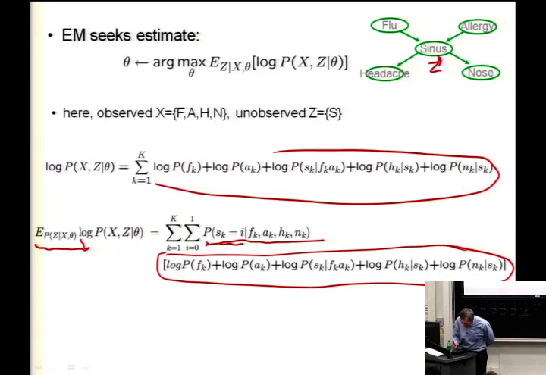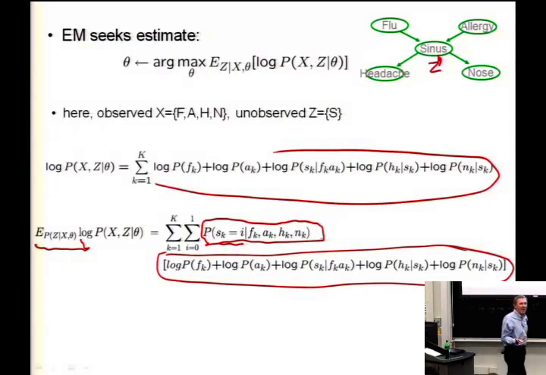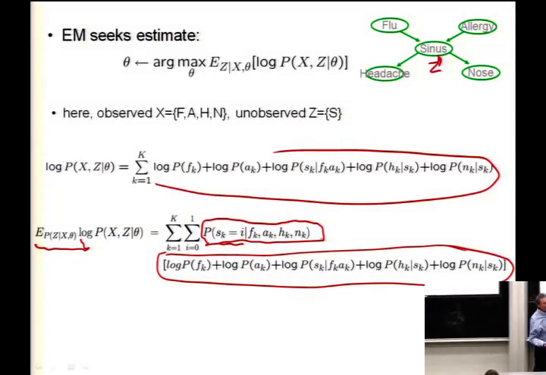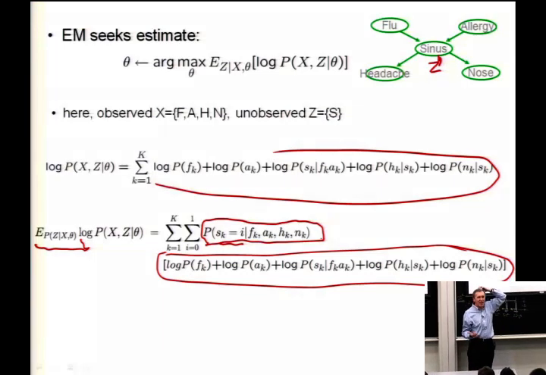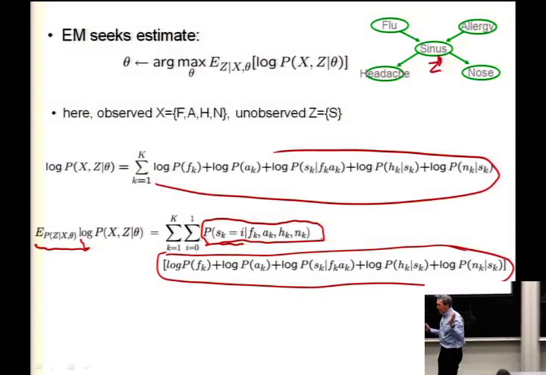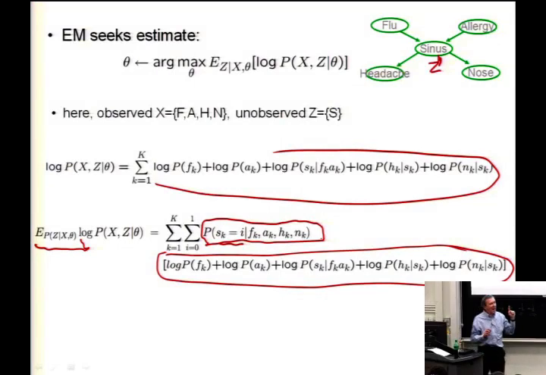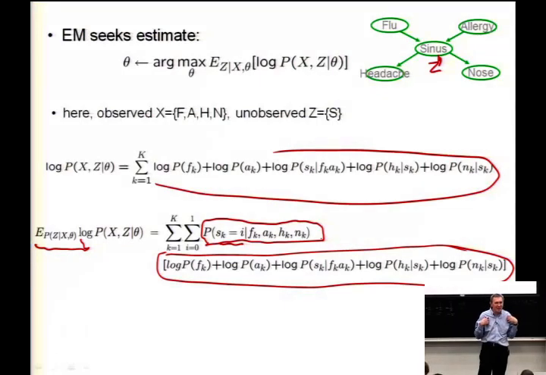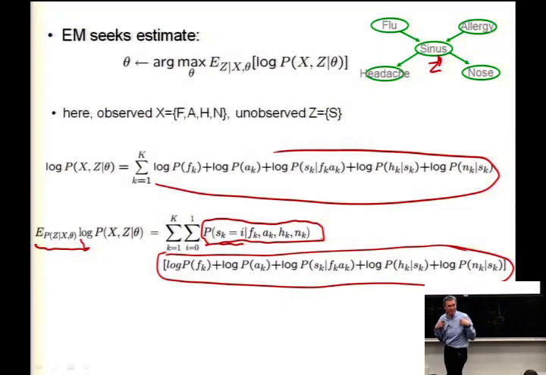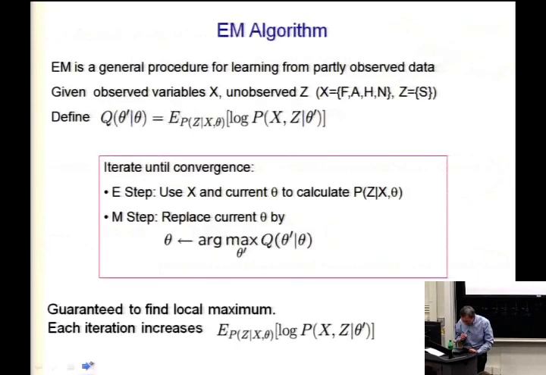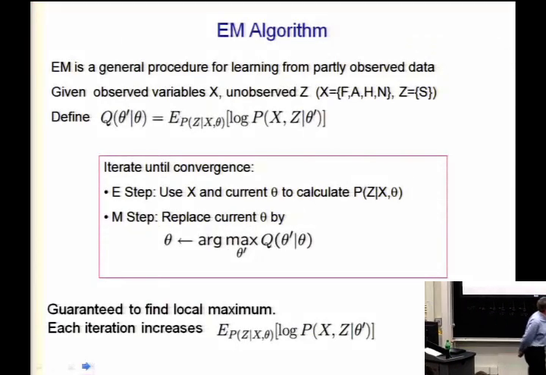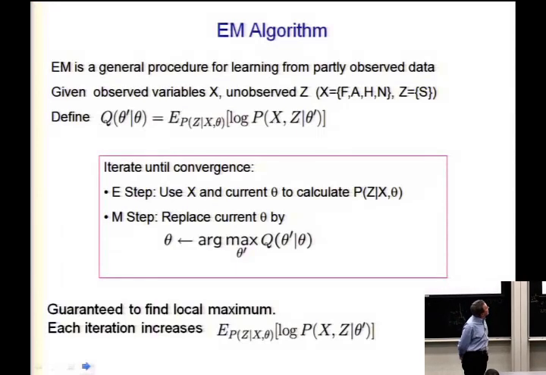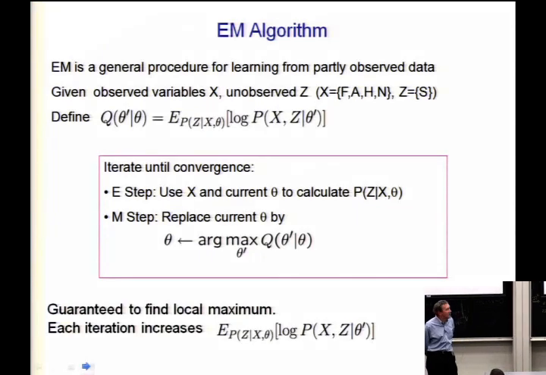And now you might ask me, well, Tom, let's be real. If we don't know theta, we don't know this distribution. So how can we calculate the expected value? I agree with you. We got a problem, and that's the beauty of EM. EM is an algorithm that manages to maximize this despite the fact that we don't yet know the theta. So let's see it. Here's the EM algorithm. It's a general procedure for learning, in this case, of partly observed data.